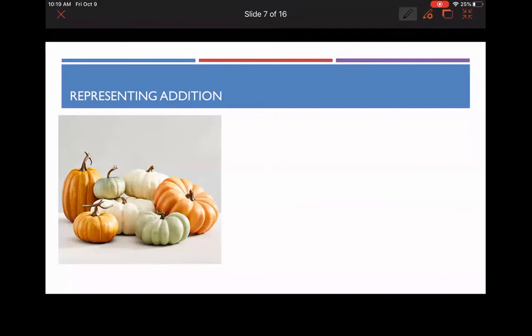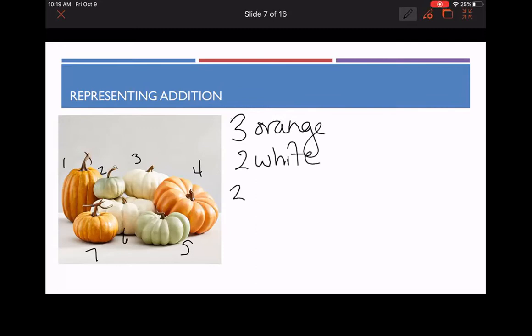So we can just see addition as this idea of even counting, right? I want to see how many pumpkins I have. 1, 2, 3, 4, 5, 6, 7, right? I can count up, right? This is that notion of counting up. But maybe you see 3 orange pumpkins, 2 white, and 2 that light greenish. And so now we see this idea of addition, right? 3 plus 2 plus 2 is 7, or 3 plus 2 is 5, 2 more. Again, we can count up.